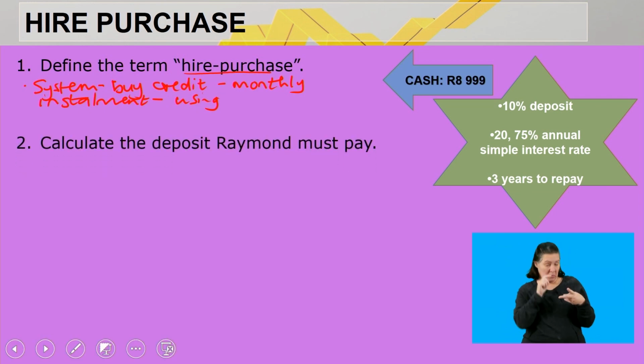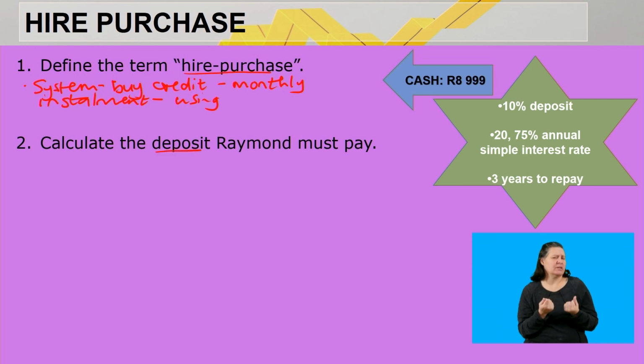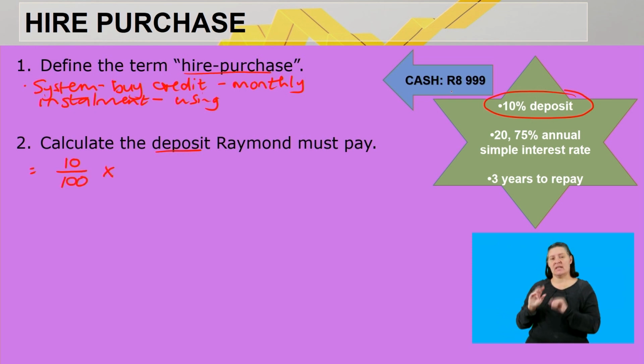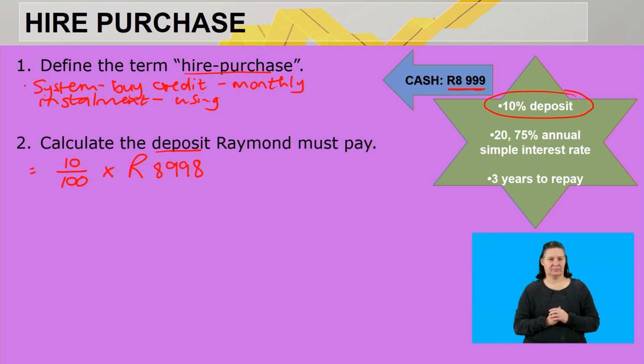Question number 2, calculate the deposit Raymond must pay. Remember, it indicates to us here, a 10% deposit is required. So therefore I'll say 10% of the cash price. What is the price here? It's 8,999 Rand. Now let's get our calculators and calculate 10%. So 10 over 100 multiplied by 8,999 Rand. So that will give us a deposit of 899 Rand and 90 cents.